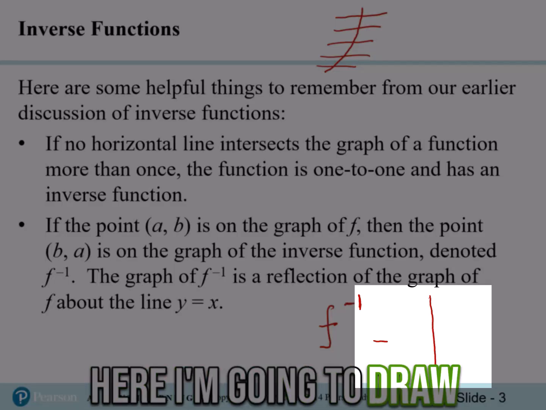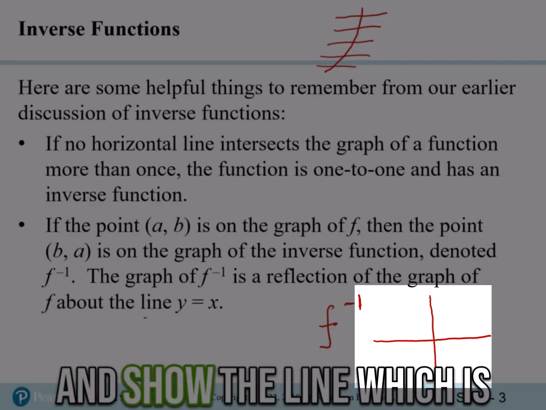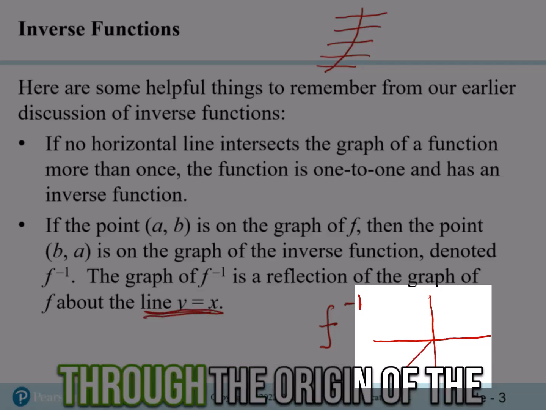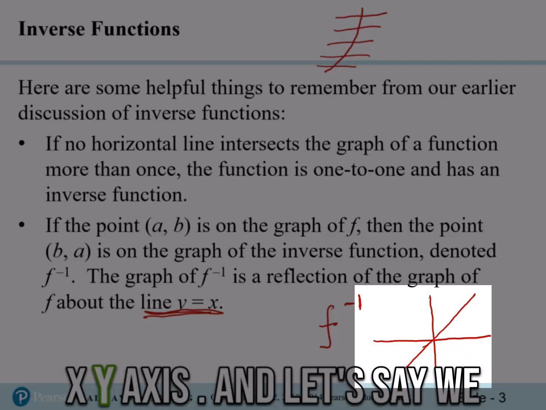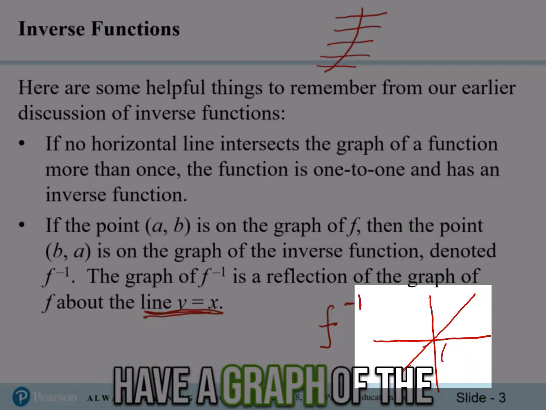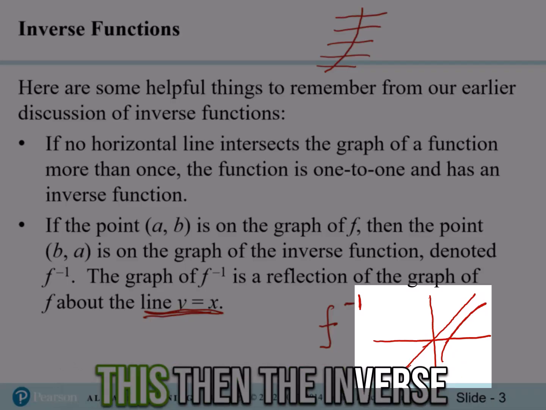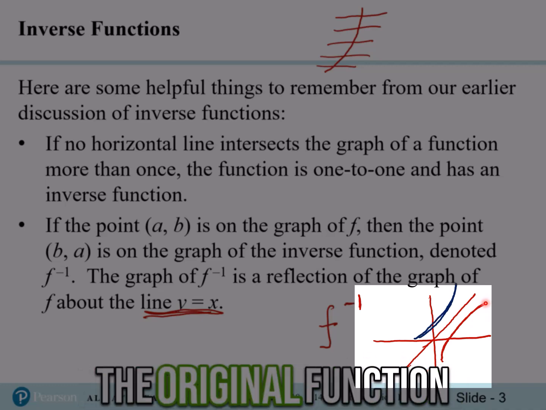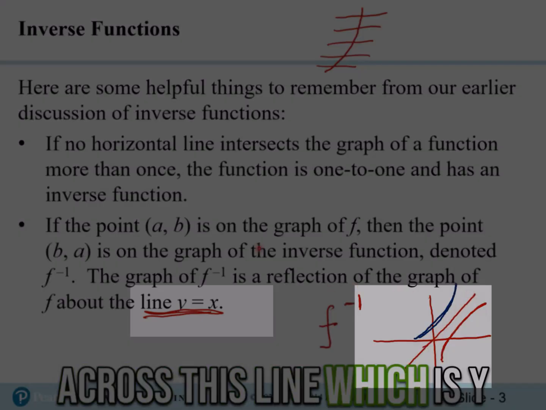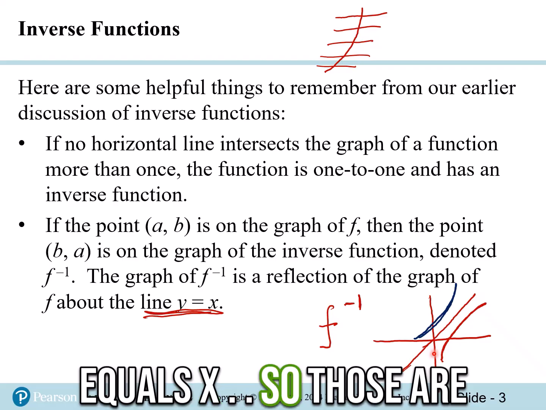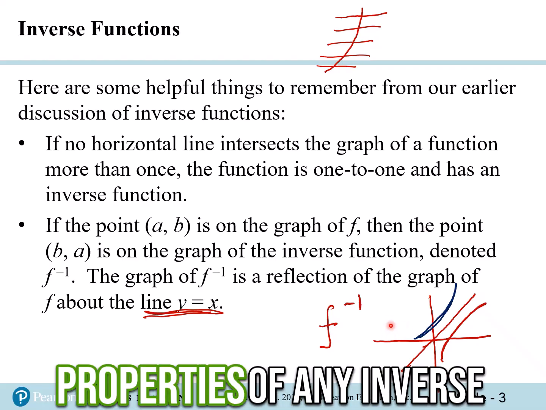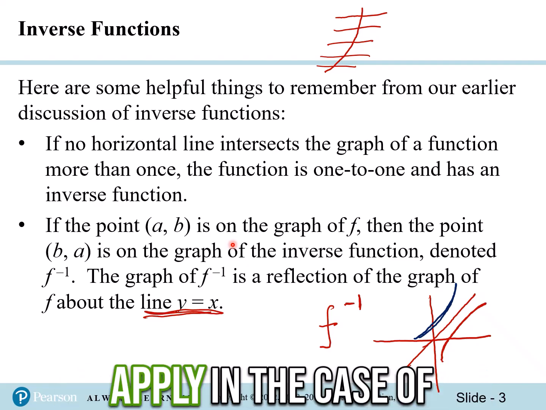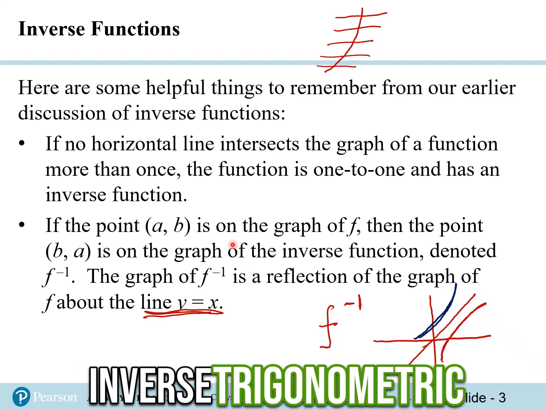Here I'm going to draw an xy coordinate plane and show the line which is y equals x. It's going to be the line that passes through the origin of the xy axis. And let's say we have a graph of the function which looks like this. Then the inverse function will be a graph which is a reflection of the original function across this line, y equals x. So those are some of the important properties of any inverse function that we must remember, which will also apply in the case of inverse trigonometric functions.